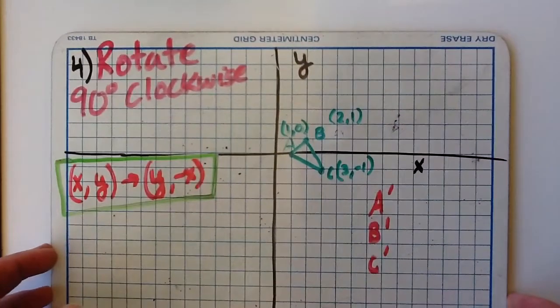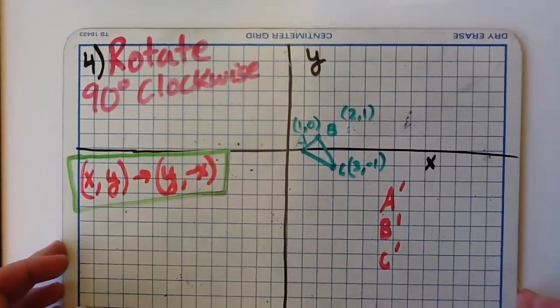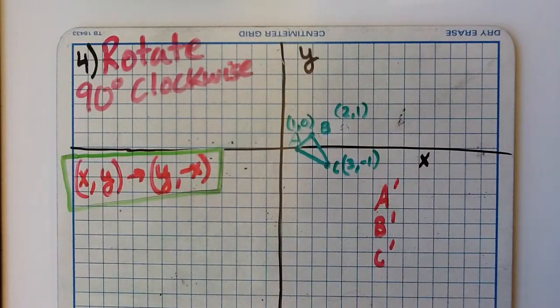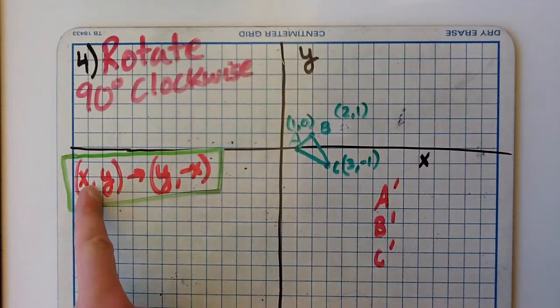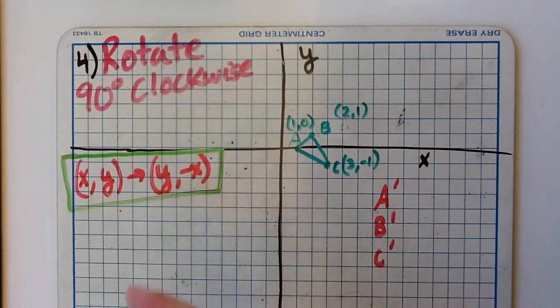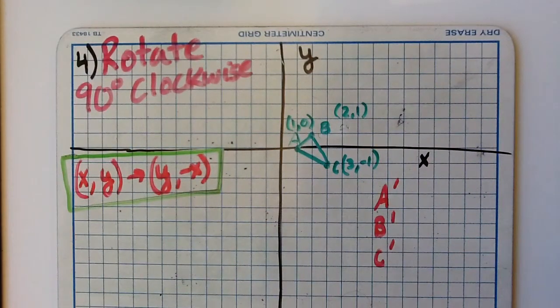The next one, number 4 on 9.3 worksheet number 1, we want to rotate 90 degrees clockwise. Our rule for that is the XY ordered pair becomes Y, negative X. You put Y first, and then you take the opposite of X. Okay, so here's triangle ABC. We're going to rotate it 90 degrees clockwise.